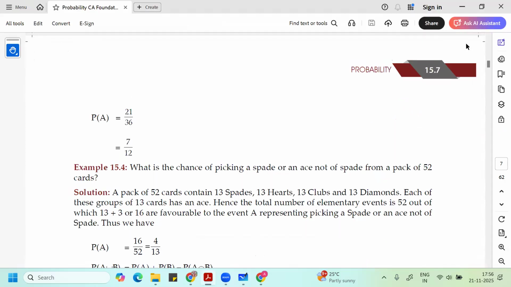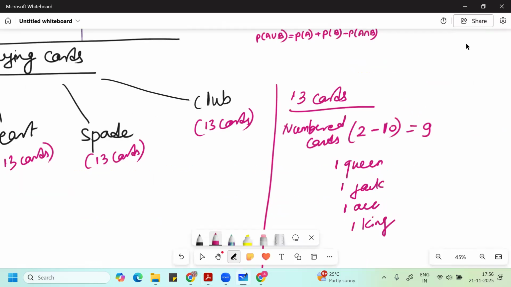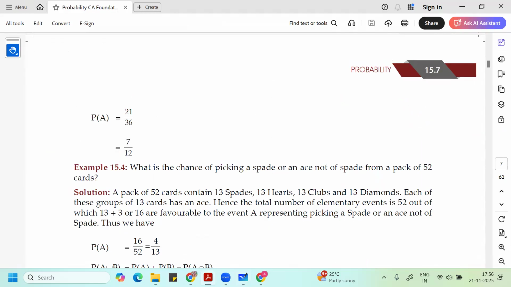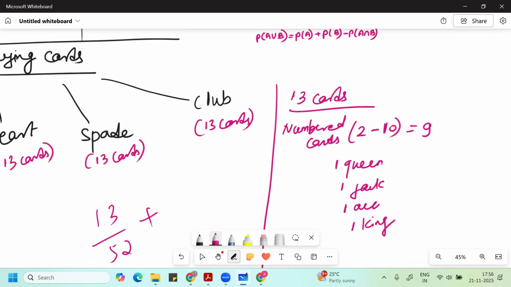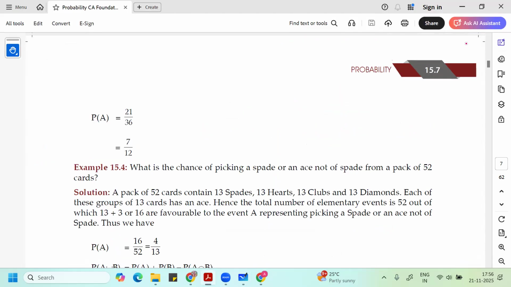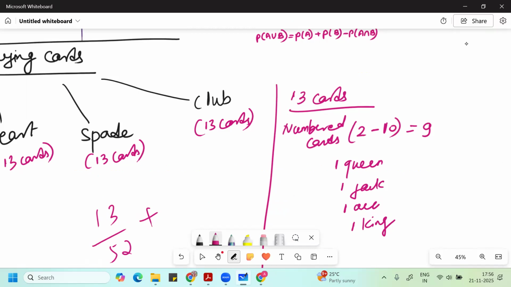Remember this. So the question is, what is the chance of picking a spade? The chance of picking a spade is 13 by 52. Yes or no? Yes. Or means plus: an ace not of spade. The total four aces are there, but that ace should not be of spade. That would be 3 by 52. So the answer would be 16 by 52, which means 4 by 13.